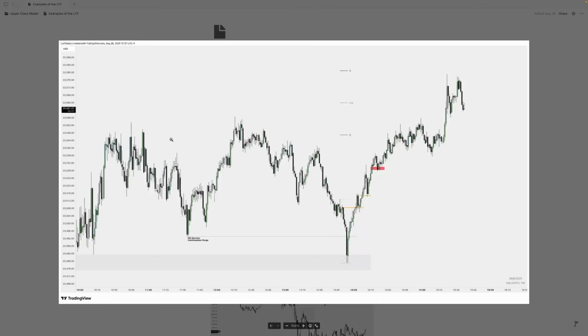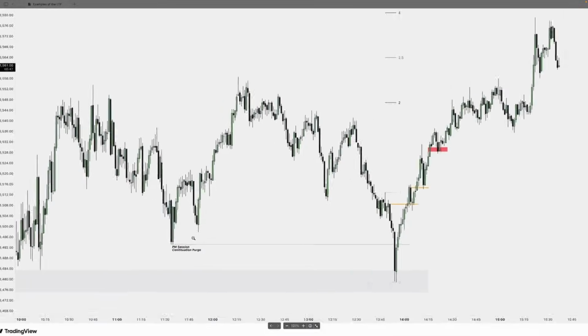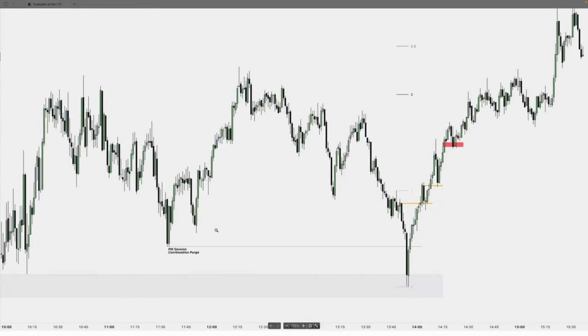Take my word for it. You can go look at it yourself. This was only the other day. PM session, continuation purge. I'm sure you're noticing a theme here, okay? 11:30 lows, trade into when? 1:30 onwards. Key time.